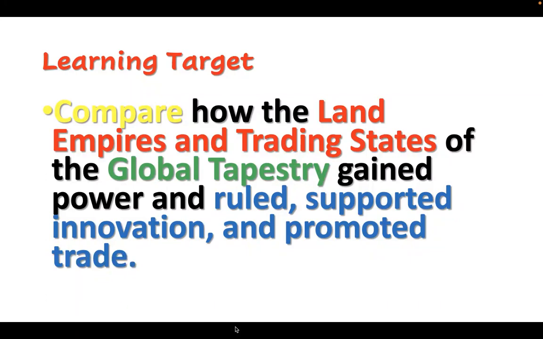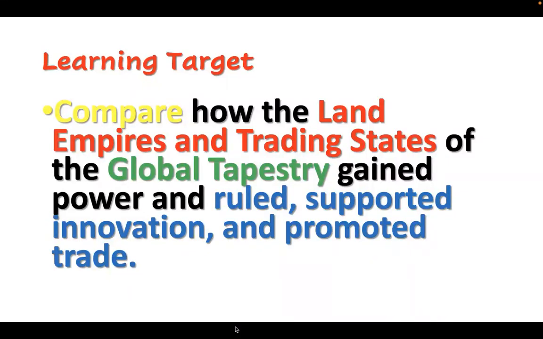We want to be able to find similarities and differences and explain why there are similarities and differences. We want to focus on the land empires and the trading states during the global tapestry, and we want to find these similarities and differences in how they gained power, how they ruled, how they supported innovation, and how they promoted. Now, though we're not writing this as an essay, this is what a comparison essay prompt looks like.